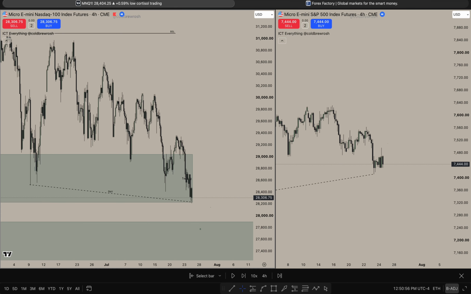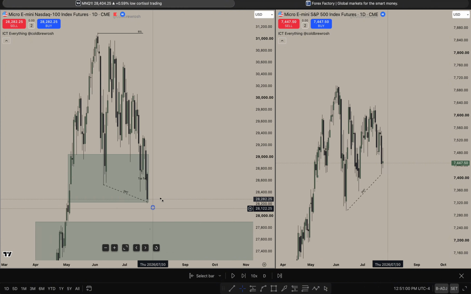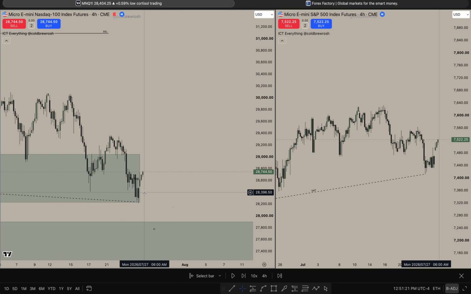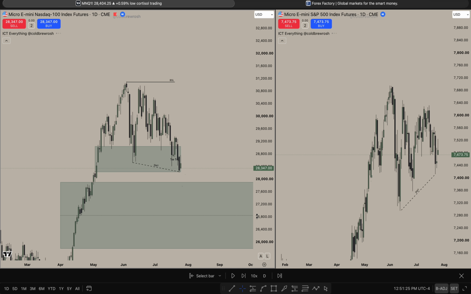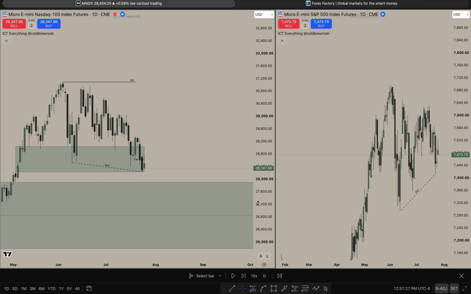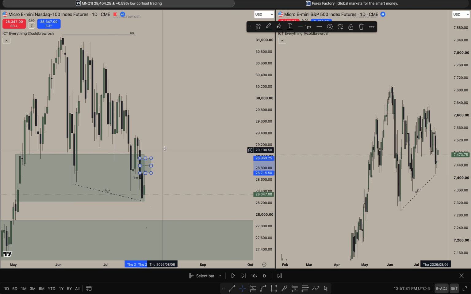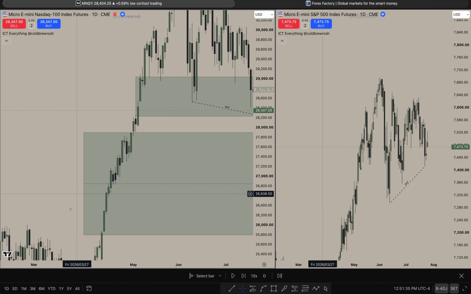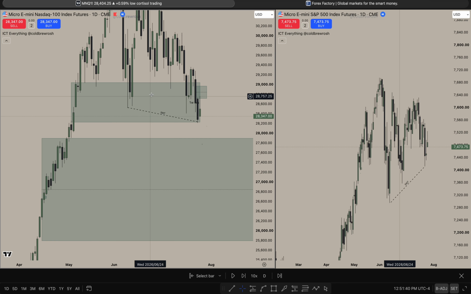All right, let's get started. Okay, so I've got to see where I am on Monday. All right, here we go. So, going into Monday, you can obviously see we're tapping this daily fair value gap, and most likely want to reject off it because we still have this monthly fair value gap down here that has been unmitigated, and I want to see this get flushed too, really.